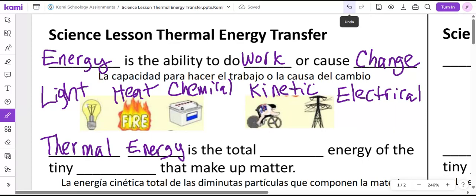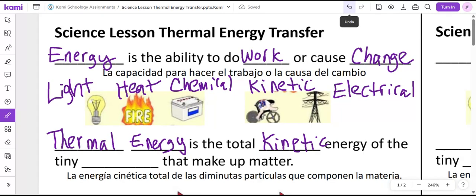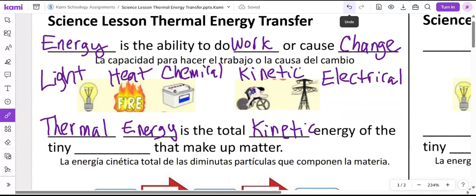Thermal energy. It's going to be the total amount of kinetic energy when the particles are moving around. It's the total amount of kinetic energy of the tiny particles that end up producing heat. And that's going to be producing heat.